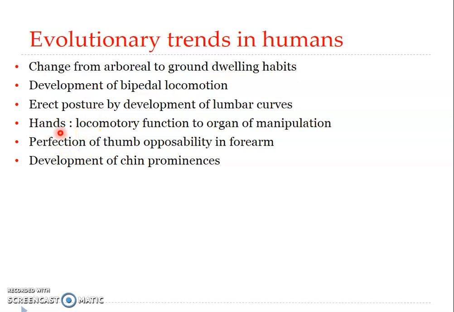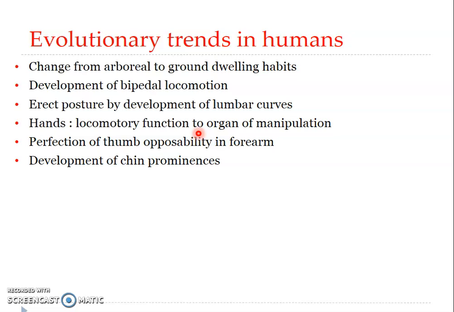Then freeing of hands from its locomotory function and its modification into an organ of manipulation. As we have already seen, the legs were used for bipedal locomotion, so obviously the hands were free. So the hands were free from locomotory function, and they turned out to be an organ of manipulation. And that is where later during the course of evolution, towards the Homo sapiens stage, you can see the different transitional phases of humans used their hands to form or make tools and all, right?